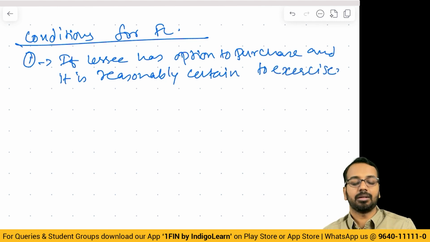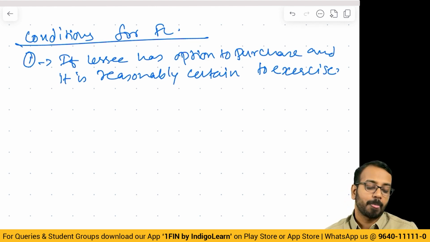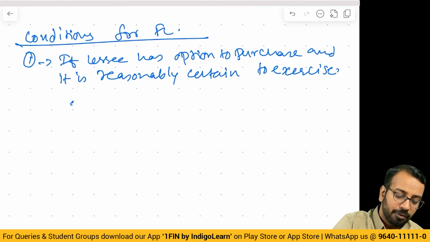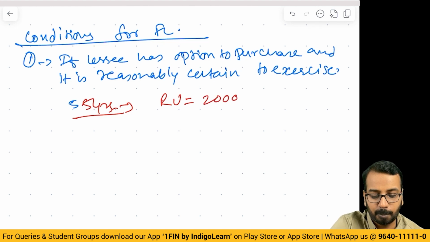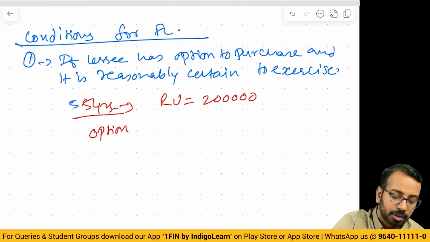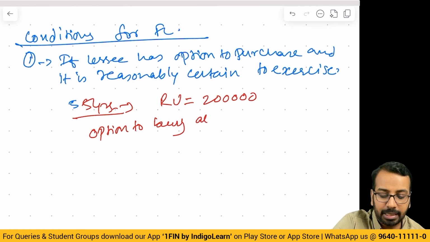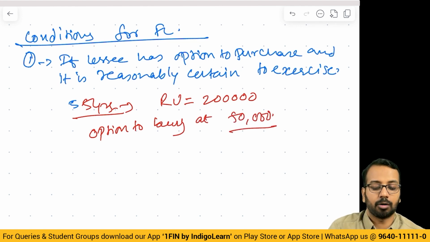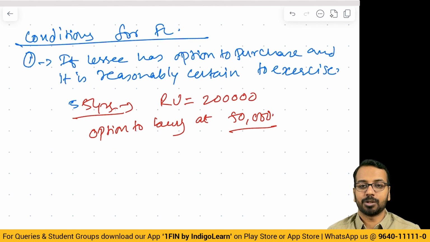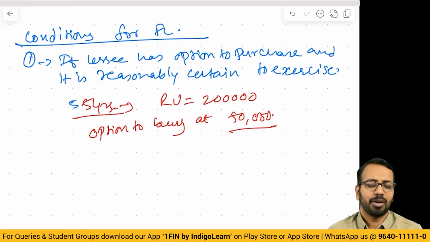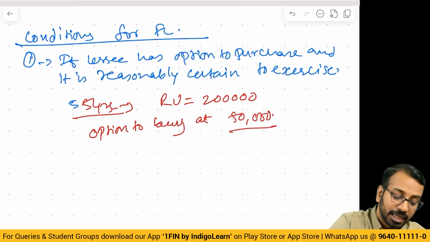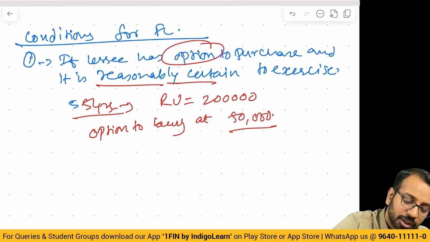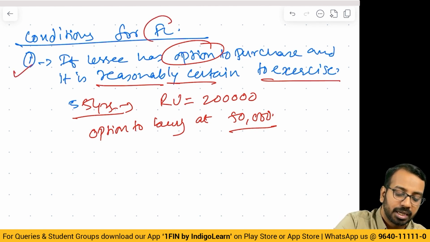Say, for example, I have taken a car on lease. At the end of the 5-year period, the residual value expected, for example, is 2 lakhs. I have an option to buy at 50,000. So if I have an option to buy at 50,000, do you think I will exercise the option or not? Of course I will exercise, because something worth 2 lakhs somebody is giving me at 50,000. So in that case, I have an option to purchase and I am reasonably certain to exercise the option. If this condition is satisfied, it is called a finance lease.